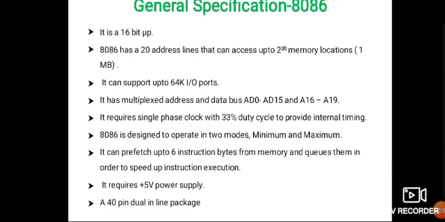8086 is designed to operate in two modes of configuration, that is minimum mode and maximum mode. It can prefetch up to 6 instruction bytes from the memory and queue them in order to speed up the instruction execution. It requires a plus 5 volt supply and it is a 40-pin dual inline package IC.